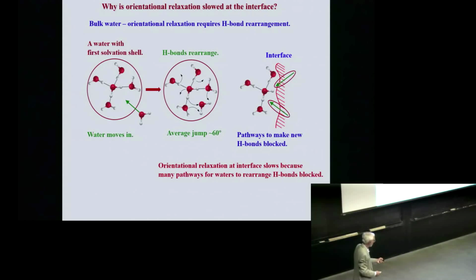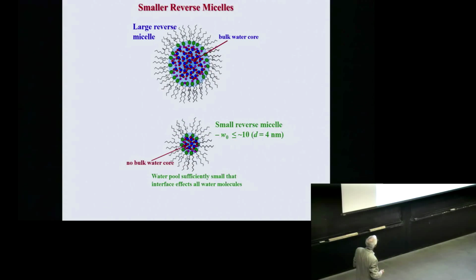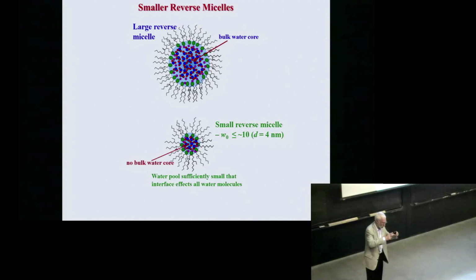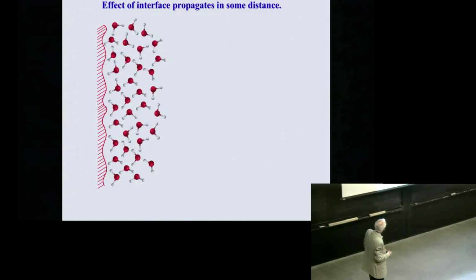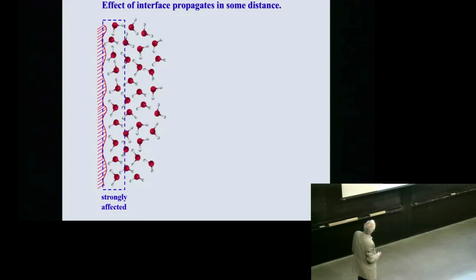So this is for a reverse micelle when it's so big that in the middle it's bulk water-like. What happens when you get smaller? So that's the big ones. When you start getting smaller and smaller, you still have the stuff at the interface, but the ball of water in the middle is getting smaller and smaller because the whole ball of water is getting smaller. So why does that matter? I just showed you that these water molecules right up against the interface are really, really affected by the interface, and you get tremendous slowing.